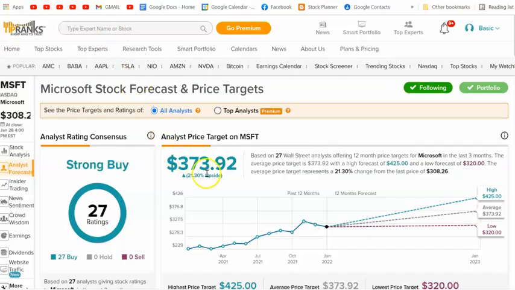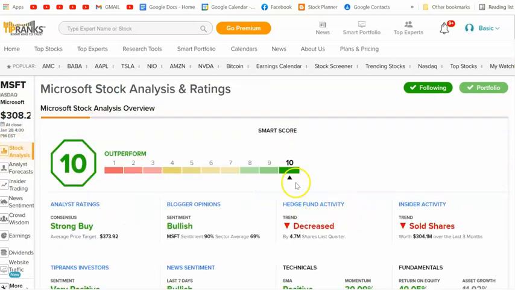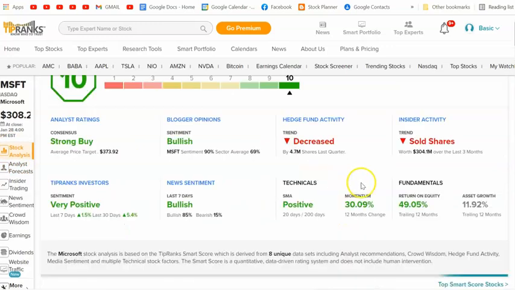Now, TipRanks has its predicted value to be 373. It's down from Simply Wall Street. And that's over a 12-month period. It's being followed by 27 analysts with a low of 320, currently trading at 308. So this stock is predicted to rise over the next 12 months. Strong buy, number 10 out of 10. That's what you want to see.